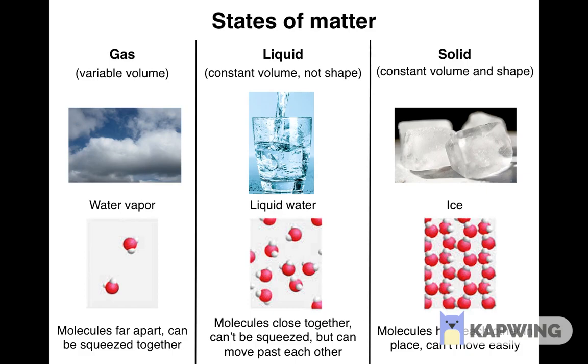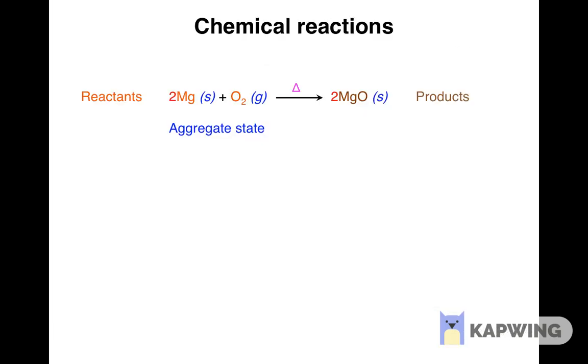Coming back to the chemical reaction that we have been considering, the formation of magnesium oxide from magnesium metal and atmospheric oxygen gas, we see that one of the reactants, magnesium, and the product, magnesium oxide, are both solid, and the second reactant, oxygen, is a gas. The Greek capital letter delta above the arrow that points from the reactants to the products indicates that the reactants must be heated in order for the reaction to occur within a reasonable time.